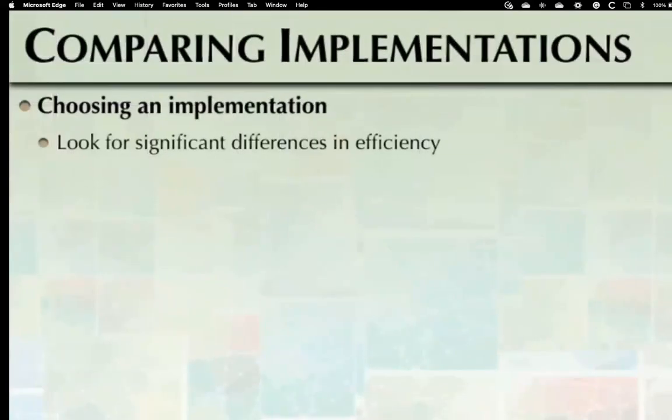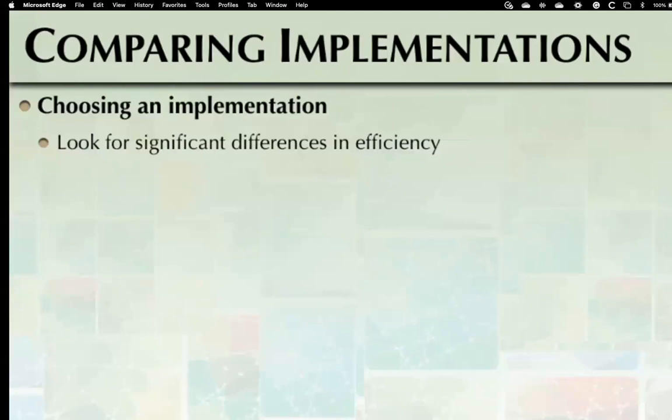This lecture compares the ADT BAG implementations, array BAG and linked BAG. When comparing implementations of an ADT, we want to consider significant differences in efficiency, such as the difference between big O of n versus big O of n squared, or between big O of 1 and big O of n. The specific number of operations is not as important as the concept of an algorithm being of order at most some function.